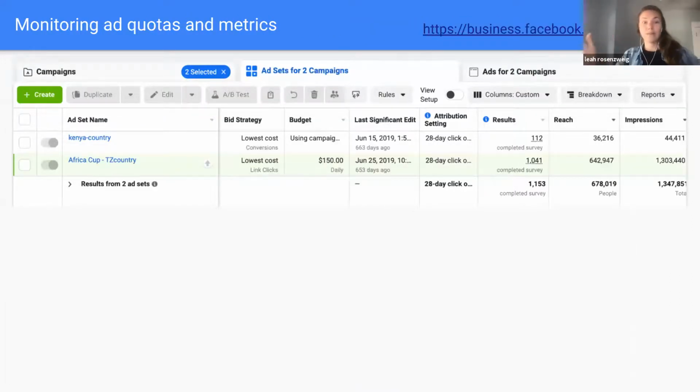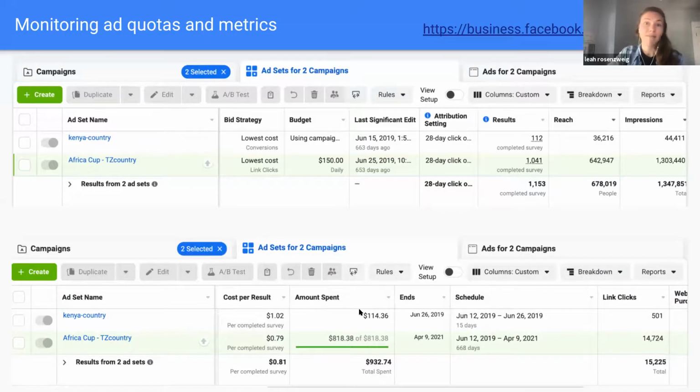So then once you've set up your ads, what does this actually look like? This is the ads manager page on Facebook where you'll see your campaigns, your ad sets, and then your ads. And you can customize what you view here. So the bidding strategy, here I'm optimizing and paying for conversions versus link clicks, and the results. What's nice is that if you do use this pixel and optimize for conversions, which I've called completed surveys here, you can see results in each of your ad sets. And if you click on the ads tab, this is a good way to monitor how many people are coming in from each of your ads.